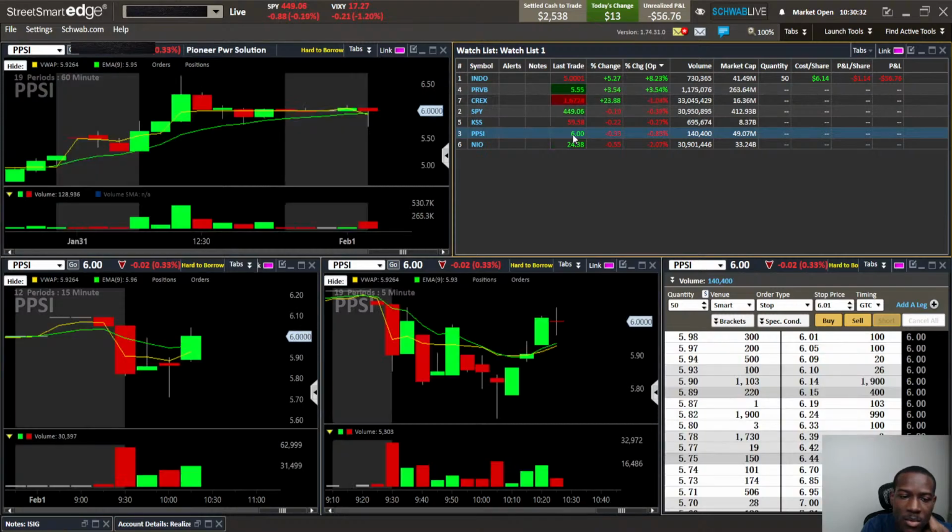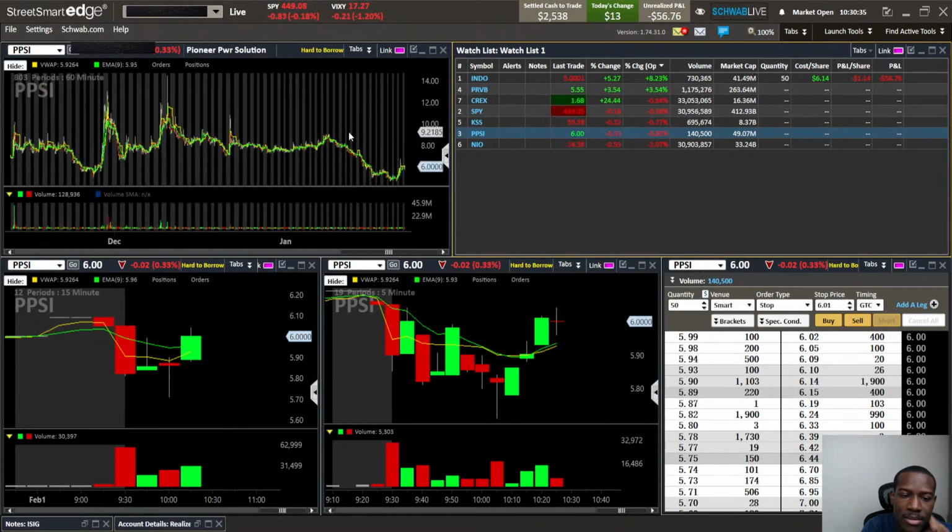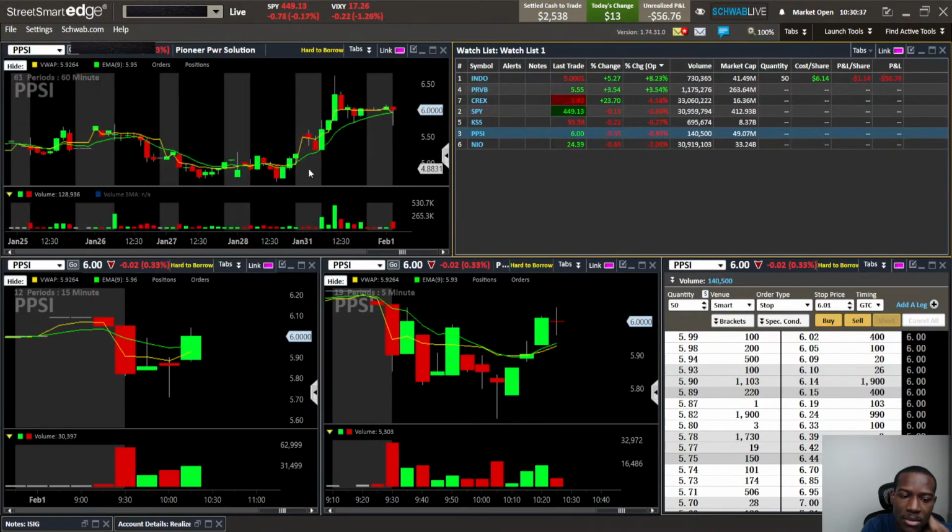PPSI was one that I was watching earlier in the week. I saw it forming this little uptrend here. And I was just wondering about PPSI. Doesn't really have any news on it, but I was just watching it. But it's red on the day though. So let it do its thing.